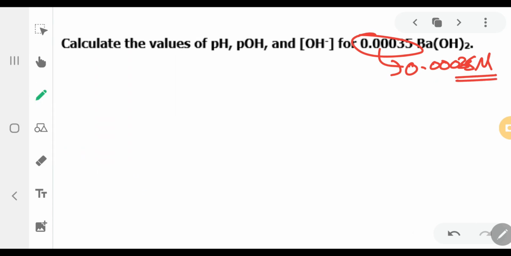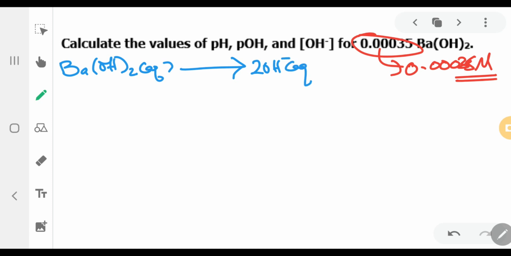The first thing we need to do is write the balance equation. To write the balance equation for a strong base, we don't have to include the water molecule. So you can just write like this. Fully dissociated to form 2 OH- aqueous, and we have Ba2+ being produced. Okay, so the balance equation now is like this.